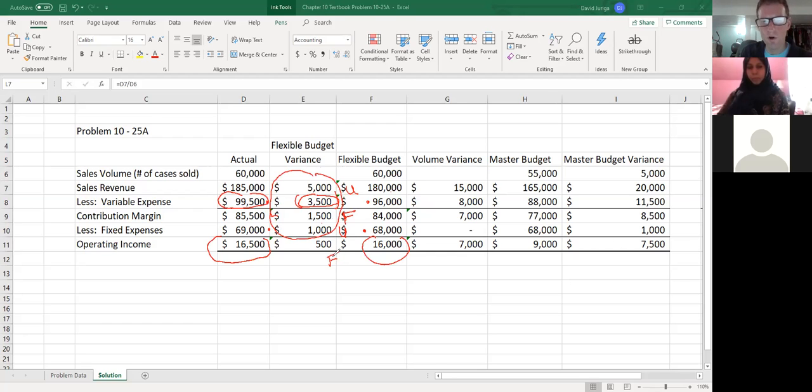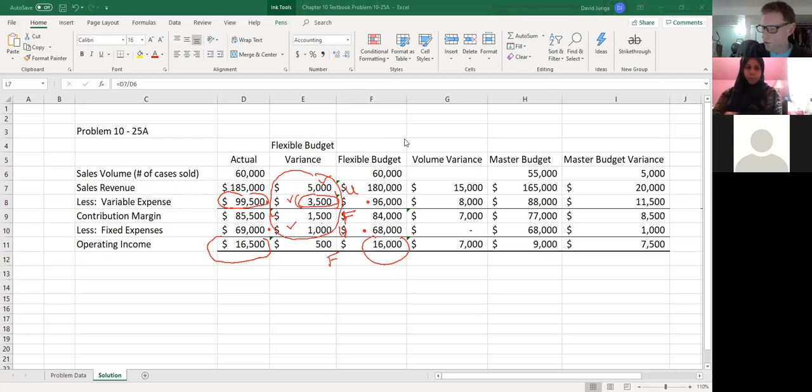So even though overall you're favorable by 500, you can pretty much explain most of it. Most of the reason that you're favorable here comes back to that sales price, doesn't it? Because you had unfavorable variable cost, you had unfavorable fixed cost. So essentially your costs were going up, but you still had a favorable operating income. The reason for it is most likely a higher sales price. But that's at least a part of your initial analysis as you're studying what's going on here.